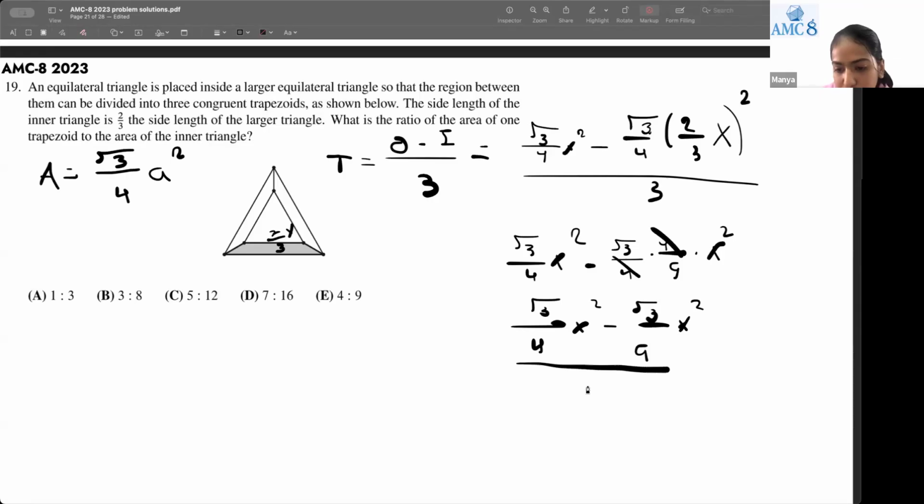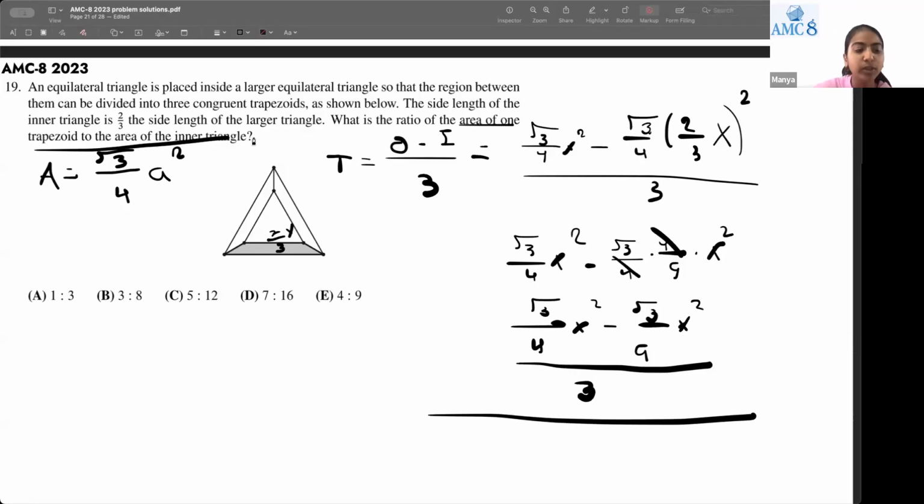divided by 3. And we would have to divide this whole thing by the inner triangle because we need to find the ratio of one trapezoid, the area of one trapezoid, to the area of the inner triangle. So the ratio is just, another way to write ratio is division. And so we can divide this whole thing by the area of the inner triangle, which is the square root of 3 by 9 x squared, right? So here we got this because this is the area of the inner triangle. Inner triangle just represents I here. And this is the area of the inner triangle.